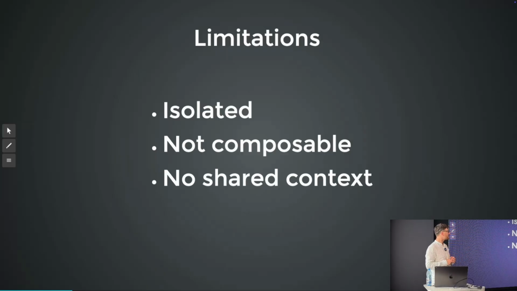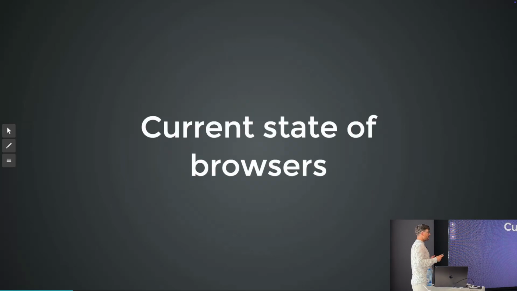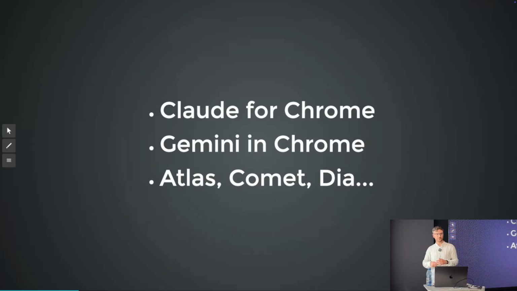So there is space to improve here. Now about the current state of browsers, of course, again related to AI. We have Claude for Chrome, Gemini in Chrome, Atlas, Comet, Dia, and a suite of browsers that are AI specific and allow us to use agents in our daily work. How many of you use any of these tools, at least weekly, or daily?